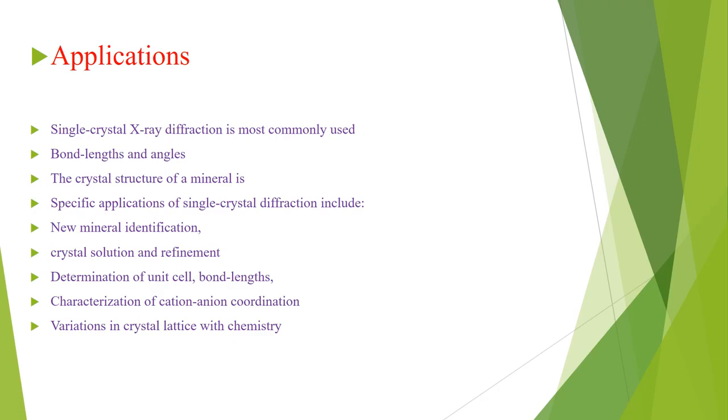When we move on towards the application of single crystal X-ray diffraction, this kind of diffraction is most commonly used for precise determination of a unit cell. It includes cell dimension and position of atom within the lattice. Bond length and bond angles are directly related to the atomic positions. So, the crystal structure of a mineral is a characteristic property that is the basis for understanding many of the properties of each mineral.